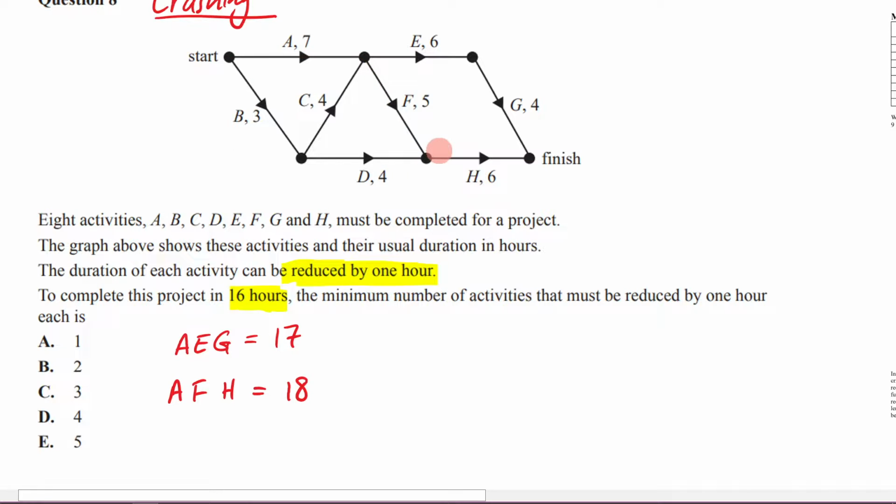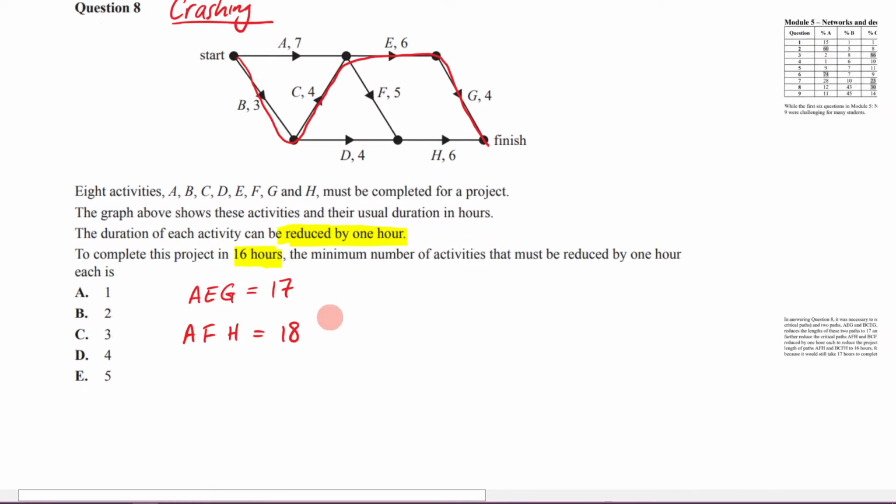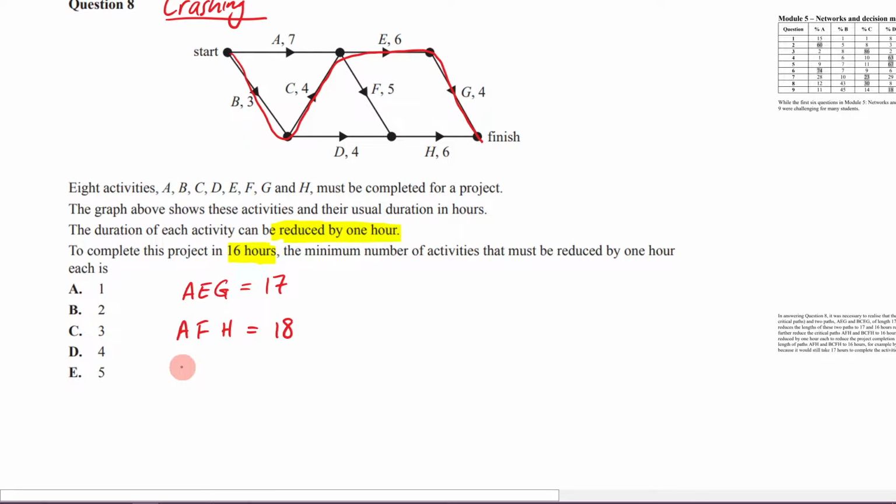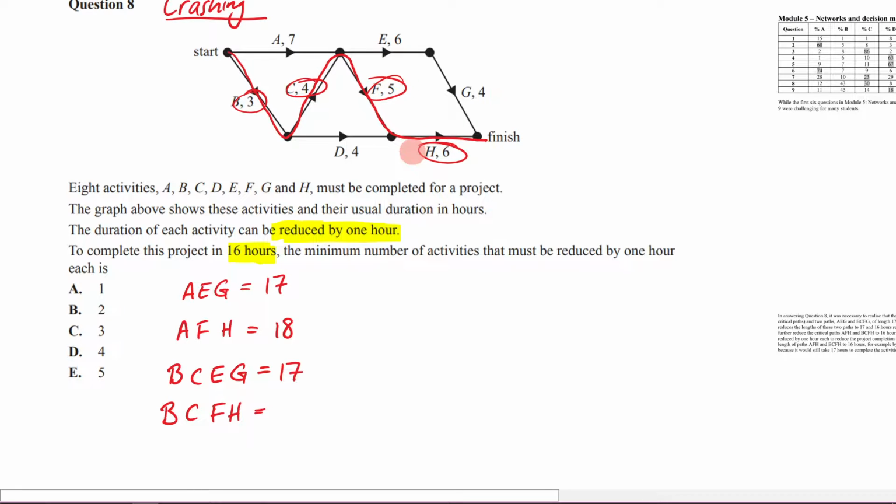What else could I do? I could go A, B, C, E, G. All right, let's write that down. So I could go B, C, E, G. All right, so that's going to be 3 plus 4 is 7, plus 6 is going to be 13, plus 4 is going to be 17. Perfect. We keep on going. What else could we do? We could go B, C, F, H. And if I did that, I'm going to end up with 3 plus 4 is 7, plus 5 is 12, plus 6 is 18.